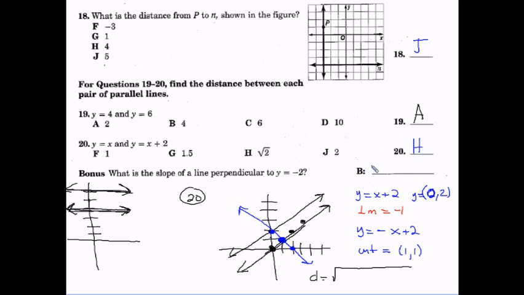For the bonus, the slope of a line perpendicular to y equals negative 2. Y equals negative 2 is a horizontal line with a slope of 0. Perpendicular to a slope of 0 is undefined.